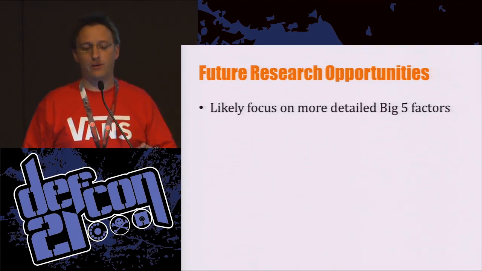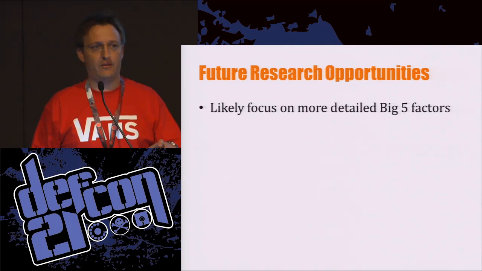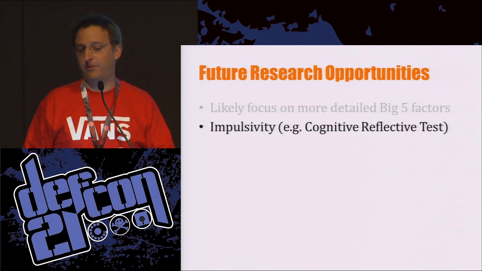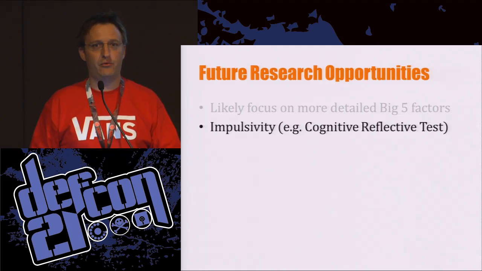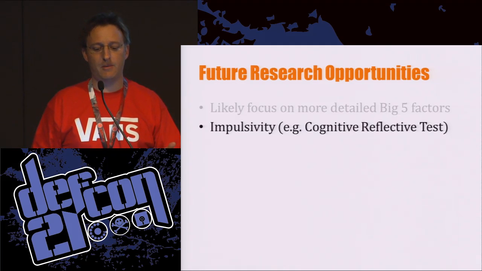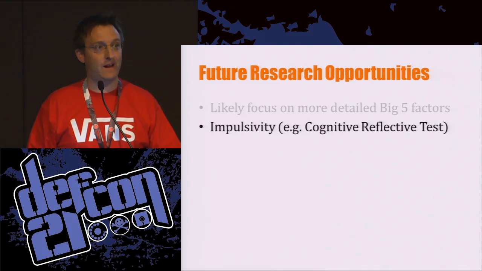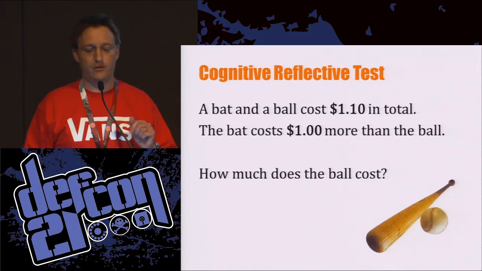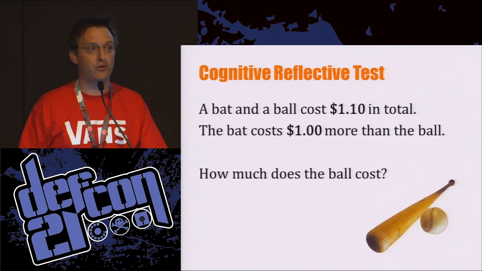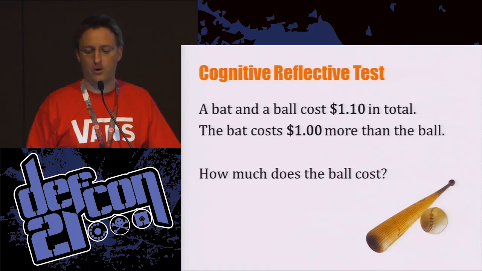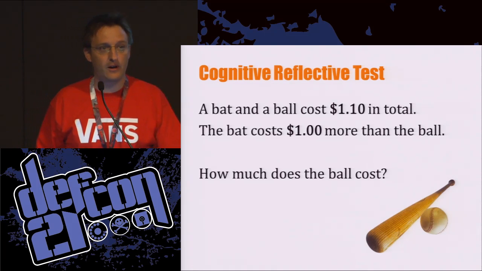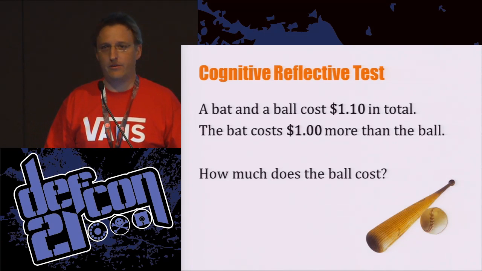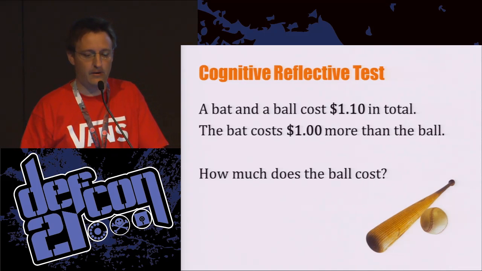In terms of future research, likely focus on more detailed areas of the Big Five, specifically extroversion, which has many facets. Specifically, I'm thinking impulsivity. Impulsivity seems to be related to people responding to phishing messages, so you could use something called the cognitive reflection test to see if that has an impact. Here's an example of one of the questions in the cognitive reflection test. A bat and a ball cost $1.10 in total. A bat costs $1 more than the ball. How much does the ball cost? Getting that wrong is an indicator of impulsivity. And I think there are 3 questions or something like that in the CRT.